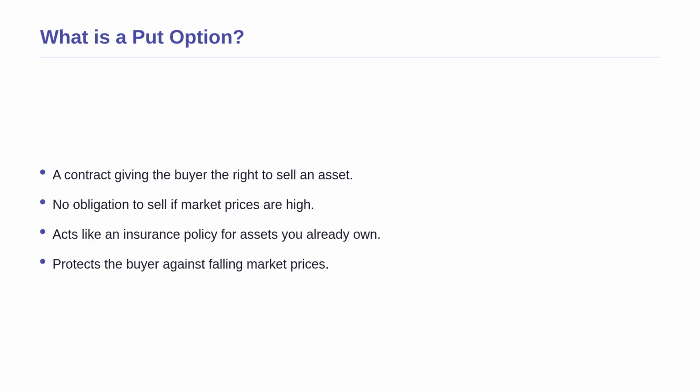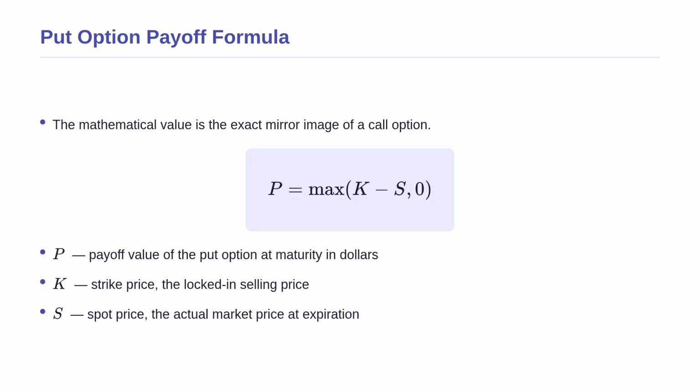If the market crashes, your put option becomes incredibly valuable because it forces someone else to buy your asset at the higher locked-in price. Because a put option is the mirror image of a call, its mathematical value at expiration is also mirrored. Here is the put option payoff formula. P represents the payoff value. Notice that inside the max function, the order is reversed. It is K minus S.